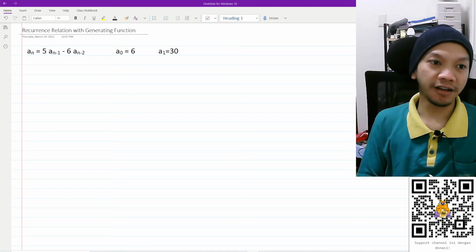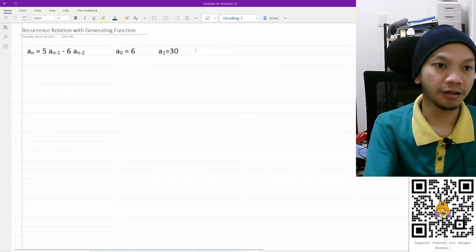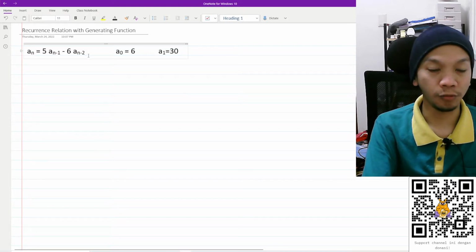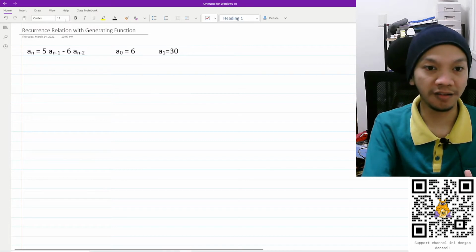Hello, my name is Ardi and we are going to solve a recurrence relation with a generating function. So here is the recurrence relation that we are going to solve. We are given that a_n is equal to 5a_{n-1} minus 6a_{n-2}. And we are given initial conditions a_0 is 6 and a_1 is 30.